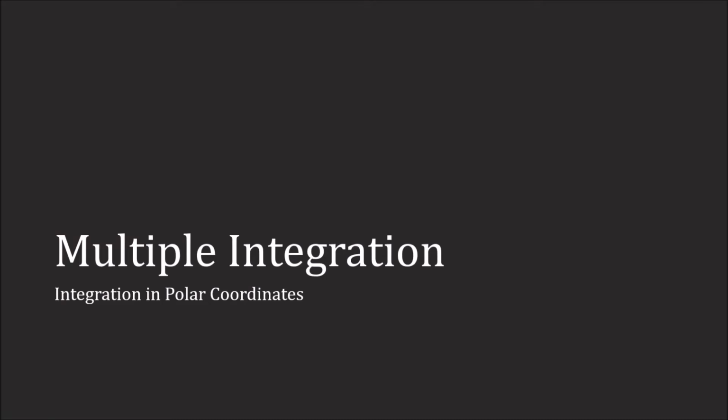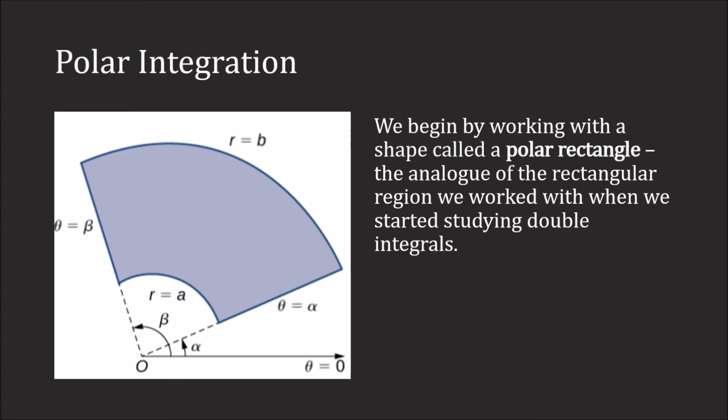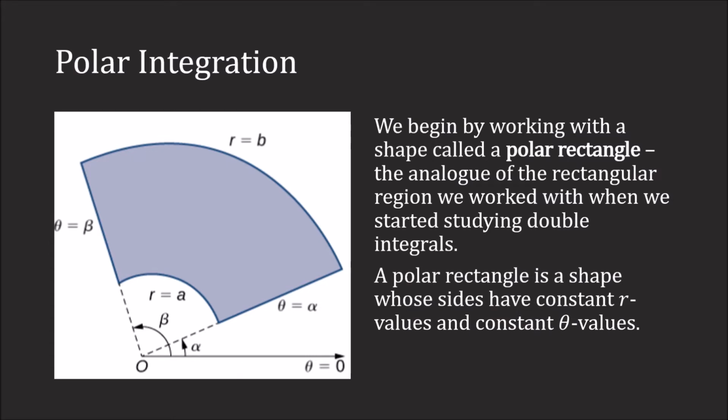We now study how to integrate in polar coordinates. So we begin by working with a shape known as the polar rectangle. This is the analog of the rectangular region we worked with two videos ago when we first started studying double integrals. So a polar rectangle is a shape whose sides have constant radius, see here, r equals a, r equals b, and constant theta values. So this is the ray theta equals alpha, this is the ray theta equals beta.